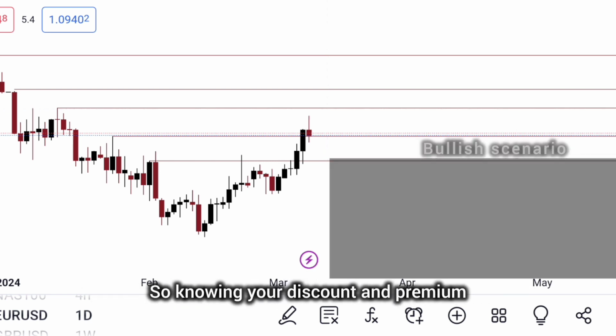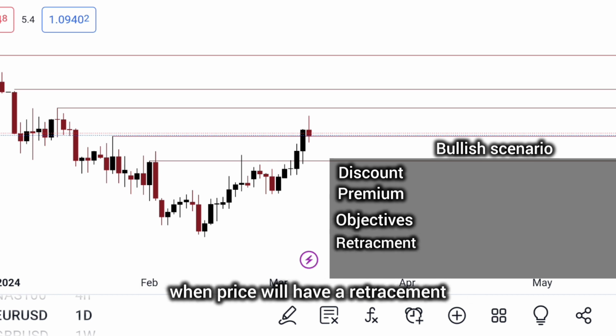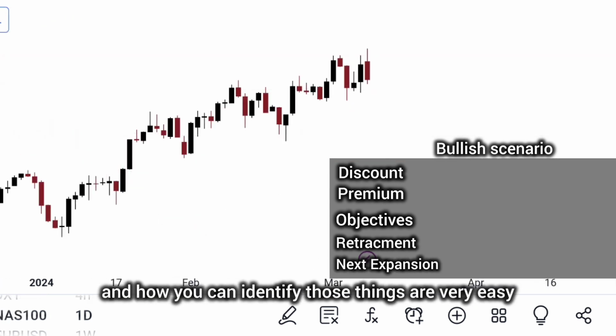So knowing your discount and premium, your objectives, and when price will have a retracement and when price will expand up, it will give you the daily bias you want. And how you can identify those things is very easy.